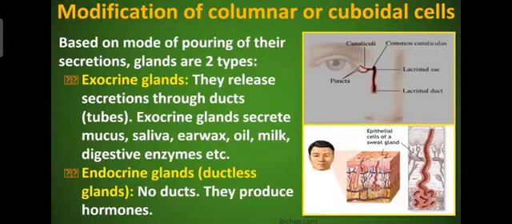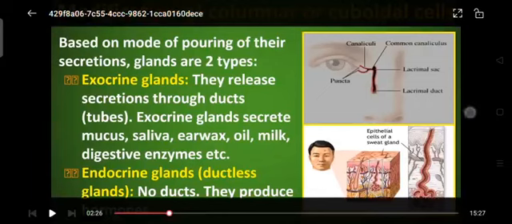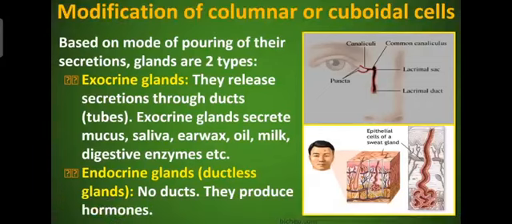First one, exocrine gland, they release secretions through ducts. So a duct-like structure is there. In the first diagram you can see two small line-like structures near the eye, those are the ducts. So through these ducts they secrete their secretion. Exocrine glands secrete mucus, saliva, earwax, oil, milk, digestive enzymes, etc. So all these are the secretions from the exocrine gland.